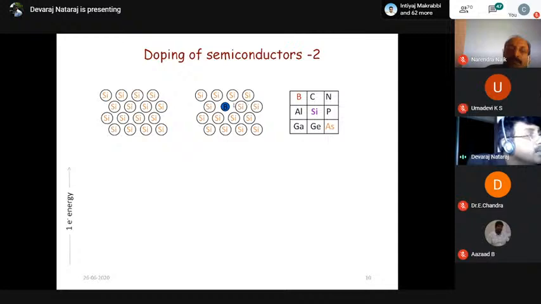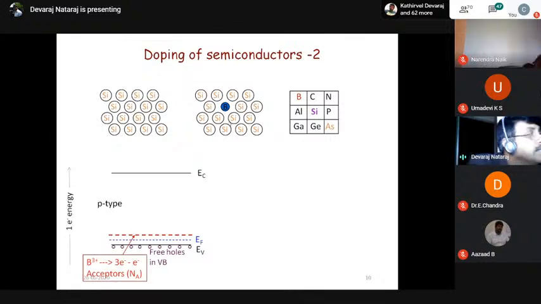The purpose of doping is to get some conductivity. And if you dope the material with boron, you will get a Fermi level that is very close to the valence band level. It is shown in this figure.